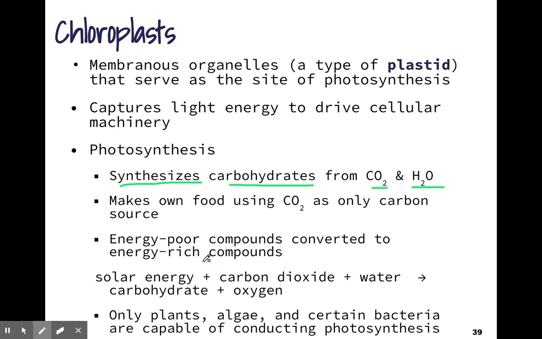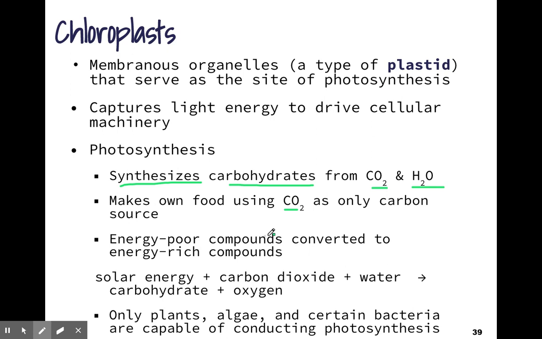Chloroplasts make their own food using carbon dioxide as the only carbon source. Photosynthesis is a process where plants make their own food using carbon dioxide as their only carbon source. So basically, they take in air, CO2, and convert that into sugar or carbohydrate.